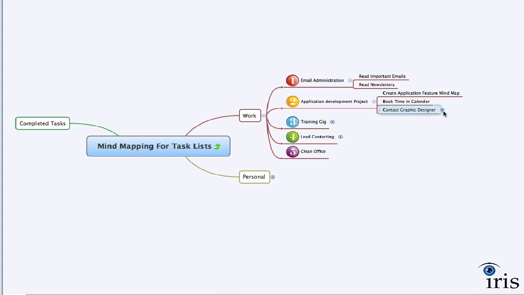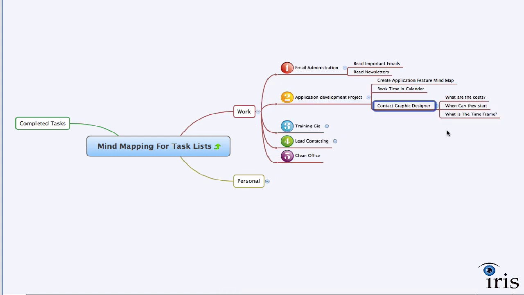Now, application development, I can give you a better example because there's lots involved with developing an application, such as you want to create an application feature mind map, so a mind map of the application. You also want to book time in your calendar for specific elements of creating this application and meetings and things like that. You also want to contact a graphic designer. Say graphics is not your forte and you're more into development, and you need to find out what the costs are, when they can start, and what's the time frame. These are all specific elements that are the current things you have to do to move on to the next level of your application development project.